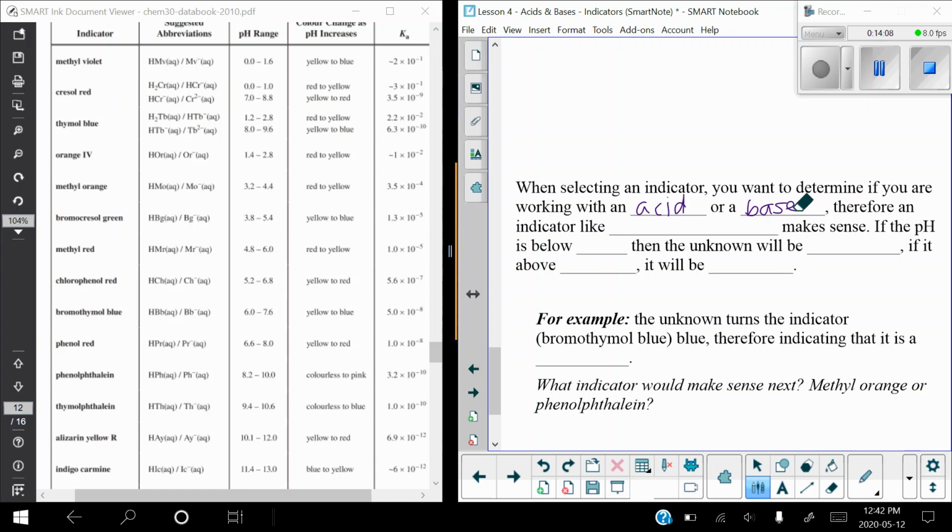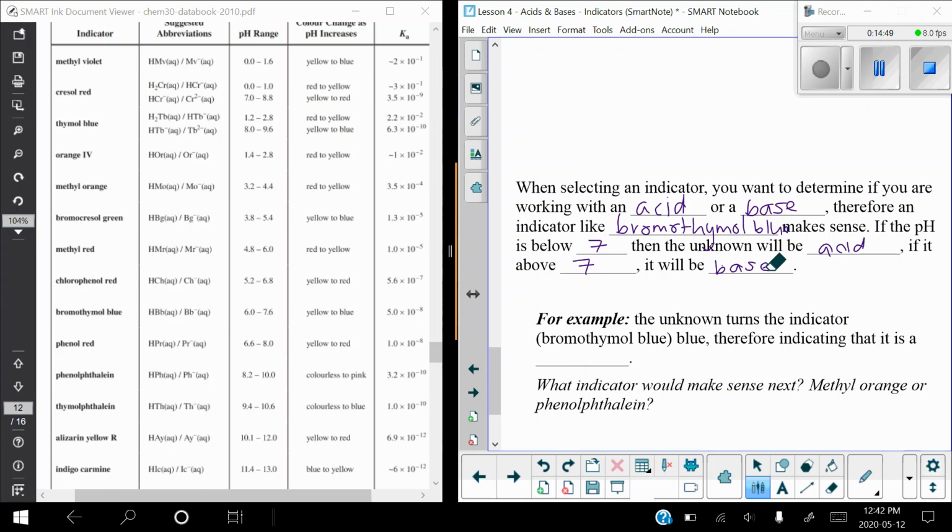Therefore, an indicator like bromothymol blue makes sense. If the pH is below 7, then the unknown will be an acid. If the pH is above 7, then it will be a base. So it doesn't really make sense for us to waste our indicators. You want to get right off the bat narrowing. So we want to determine if we're working with an acid or a base, and then we can pick other indicators to narrow it down.